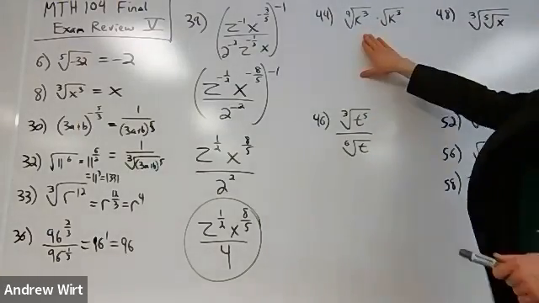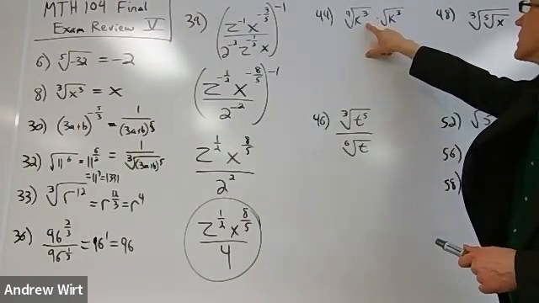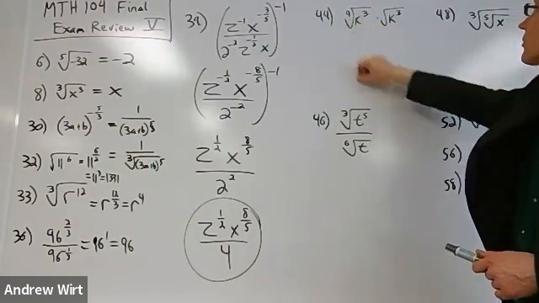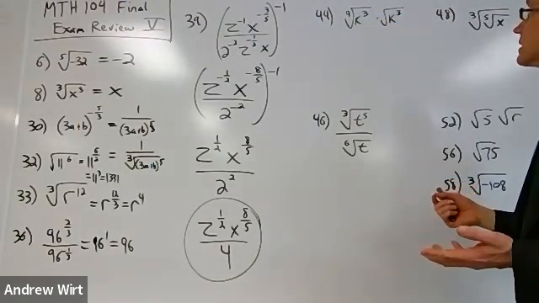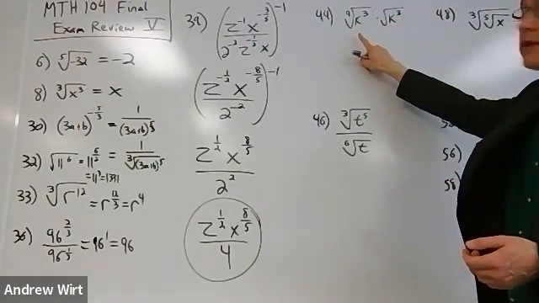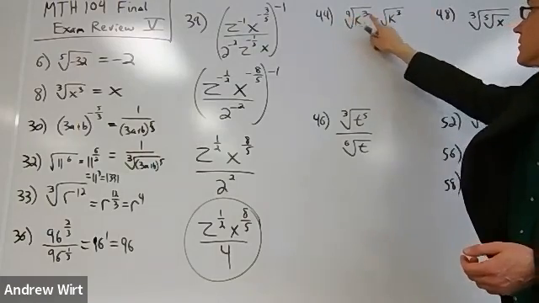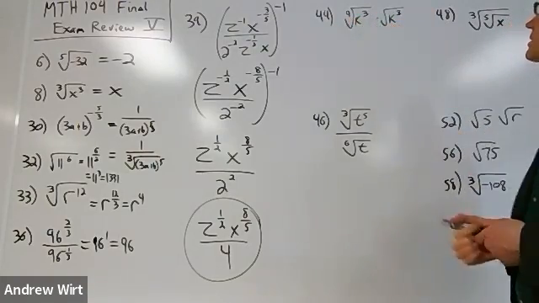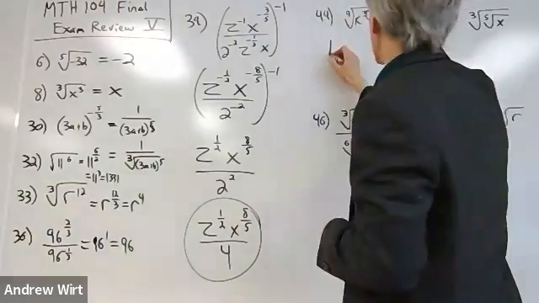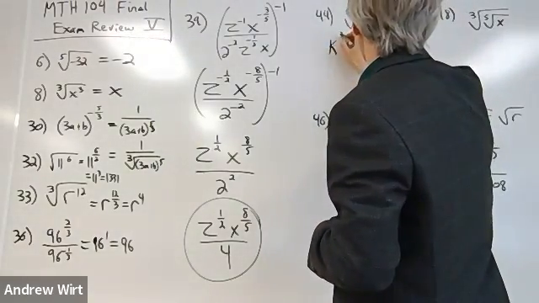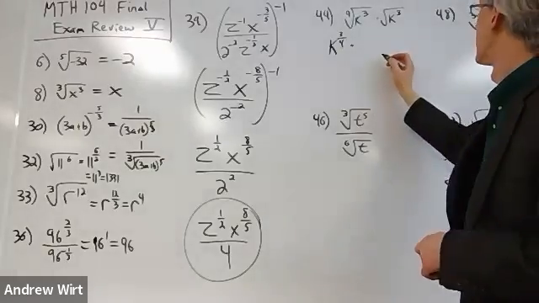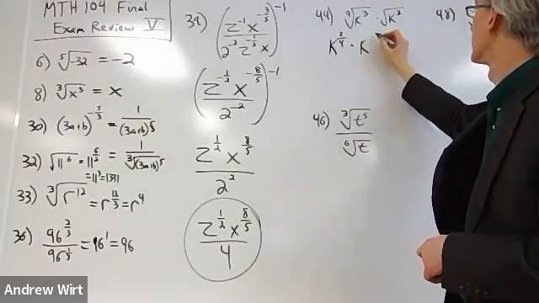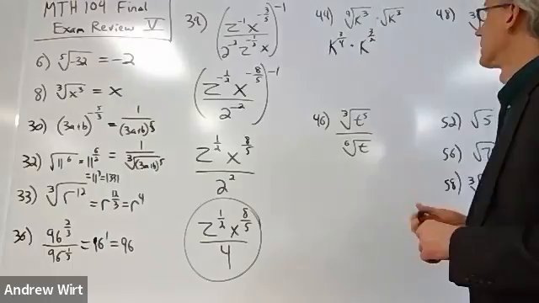Next up, got number 44. Got a k to the 3rd, 4th root, times k to the 3rd, 2nd root. And we're going to combine these. But we can't just combine them using the product property because we have different indices. So we're going to have to convert these to rational exponents first: exponent on top, index on the bottom, and then we're going to multiply by k to the 3/2 power.